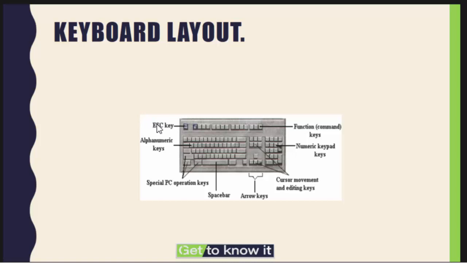So we have from left the escape key. We have the functional keys, that is the ones labeled F1 to F12. We usually call them functional keys or command keys. They are mainly used for shortcuts. We have alphanumerical keys, that is the letters A to Z. We have the numerical keypad on the right. We also have the cursor movement and editing keys, the ones that have arrows. We have special PC keys, that is the Alt, the Shift, the Control. We have the space bar, it's the biggest key. Then we also have the arrow keys. For a detailed keyboard layout, I'll share these notes with you so that you're able to go through that.